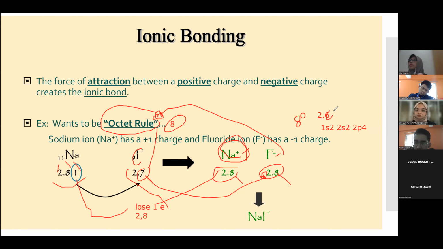To have 8 electrons, they have to lose or gain electrons. How do you think? For oxygen, gain electrons. How many electrons does oxygen have to gain? 2 electrons. Okay, this is the effort of the atom to be stable. Thank you for your active response.